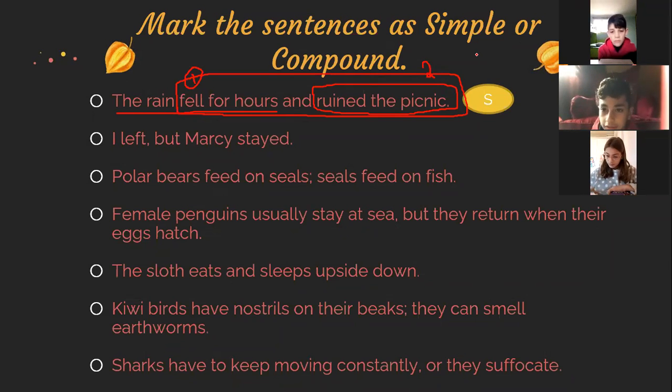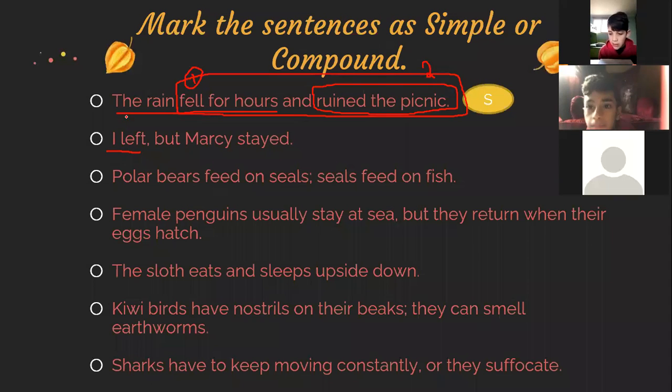Why? Because there are two parts that you can understand. Two independent. They are complete. Okay, so let's agree on saying two independent clauses or two simple sentences. Where are these two simple sentences? Can you split them for me? I left, this is one. But Marcy stayed, this is the second. And here they are joined in a certain way. Now, later in this session, I will talk about how they are joined. Then it is a compound sentence.